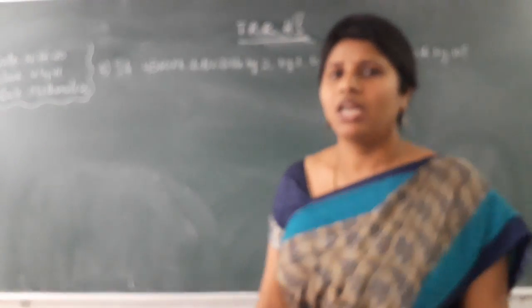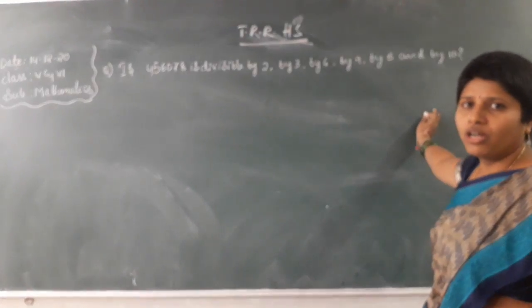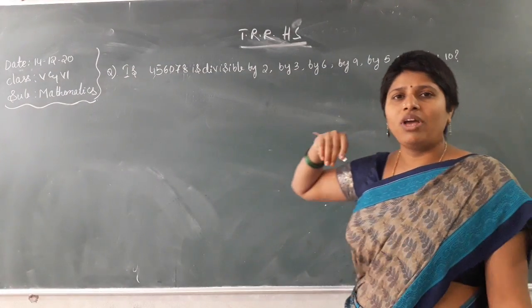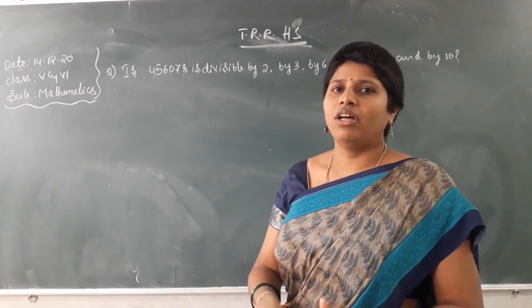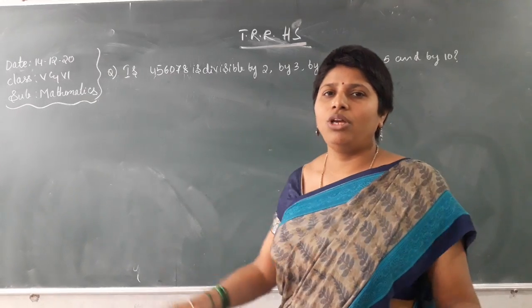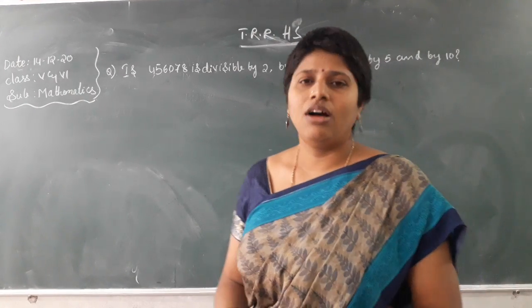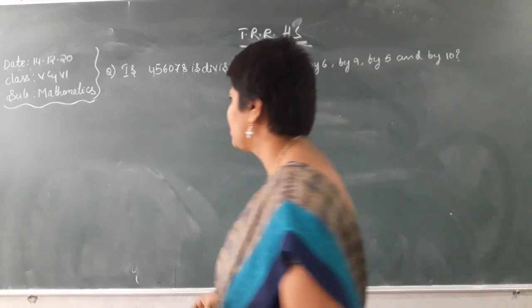4,56,078 is my number. Now I want to check whether it is divisible by all of these or not. In the last class we checked one by one. First we checked by 2, then by 3. But here I will show you a tabular form. In that table you can check whether the number is divisible by all the given numbers or not. Okay. How is it? Now draw a table.